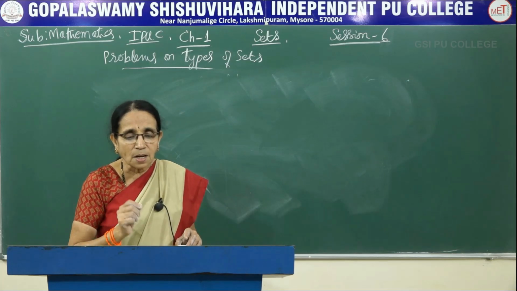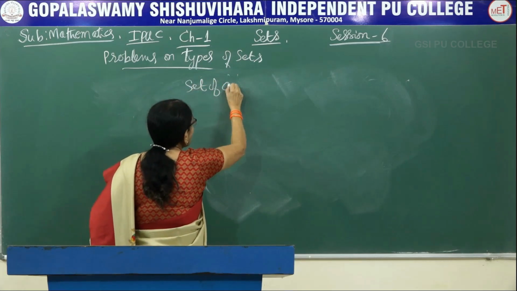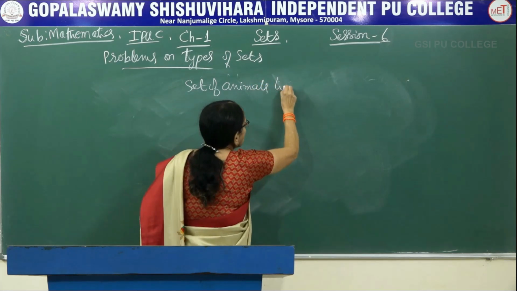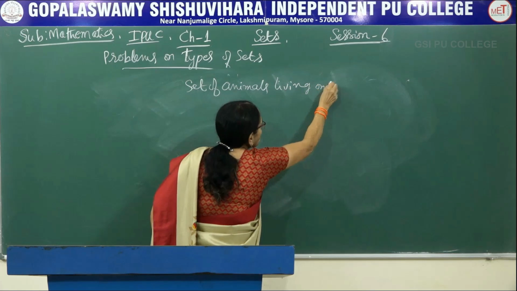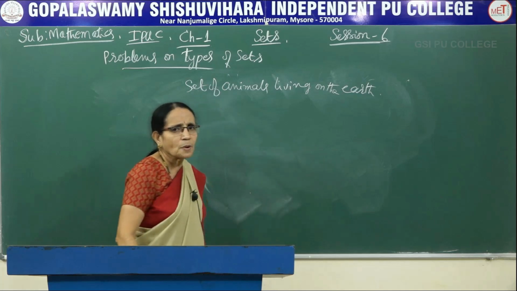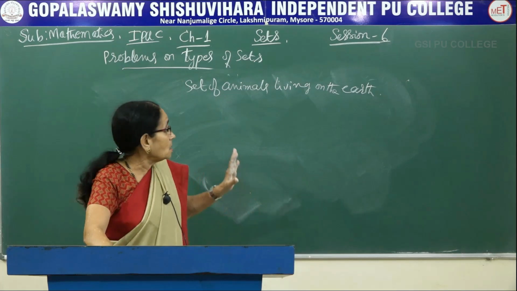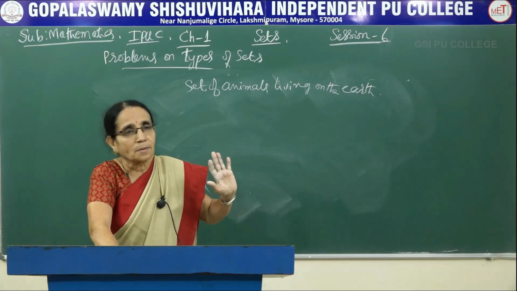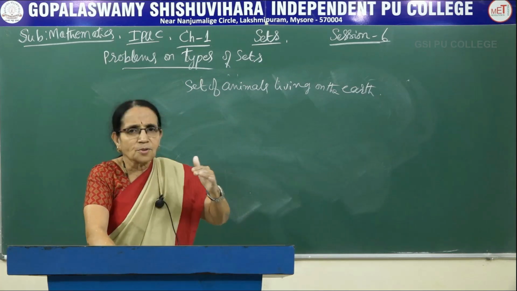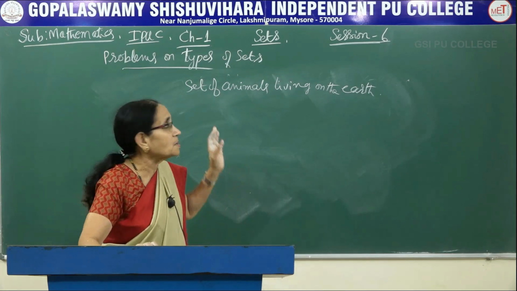Now, the set of animals living on the earth. It would be a very huge number, no doubt. We can take the census of the animals throughout the world, on the earth we are saying. Considering each country, each continent, we can find out exactly how many animals there are.